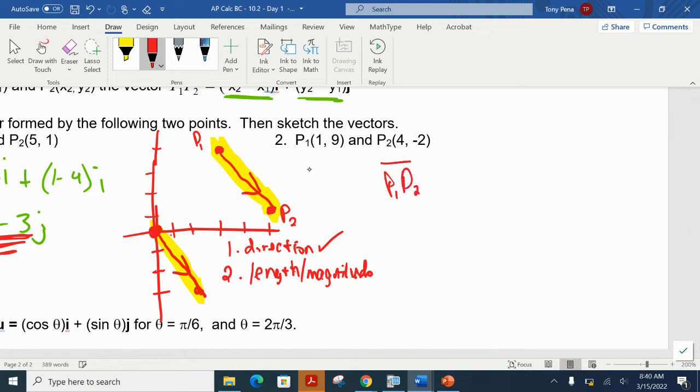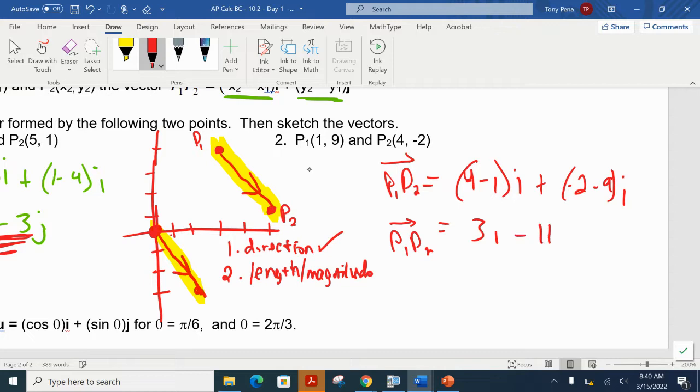All right, 2. From point 1 to point 2, so I'm going to do 4 minus 1. That's my i. Plus a -2 minus 9 as my j. So the vector that we would get from point 1 to point 2 is 3i minus 11j.